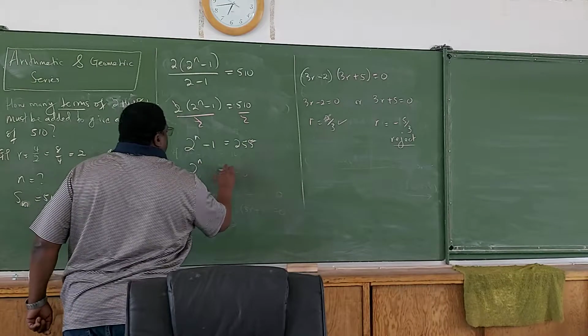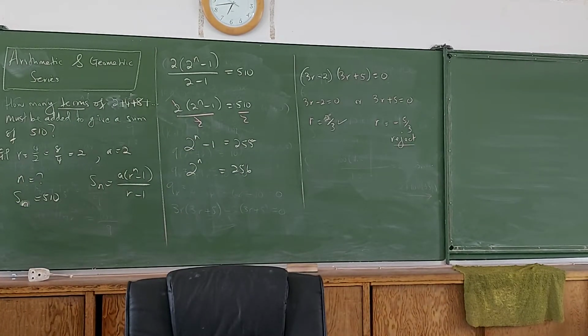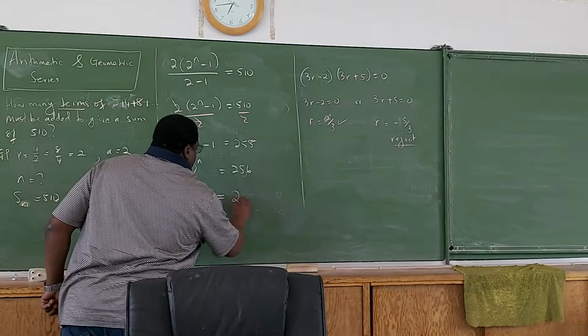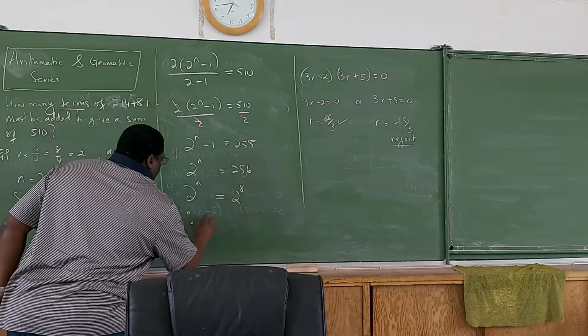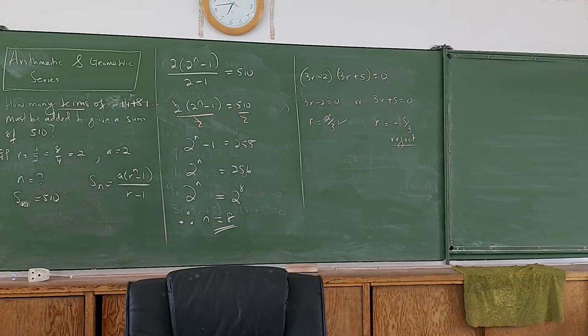And 255 becomes 256 if you add 1 to both sides of the equation. And 256 is a power of 2. And it's 2 raised to what power? 8. 2 raised to the power 8. Therefore, n equals 8. This one is straightforward, no? You get it? Yes, sir. Okay, let's look at the next one.